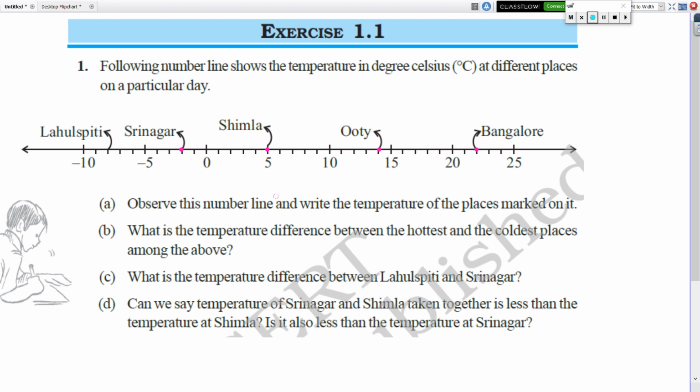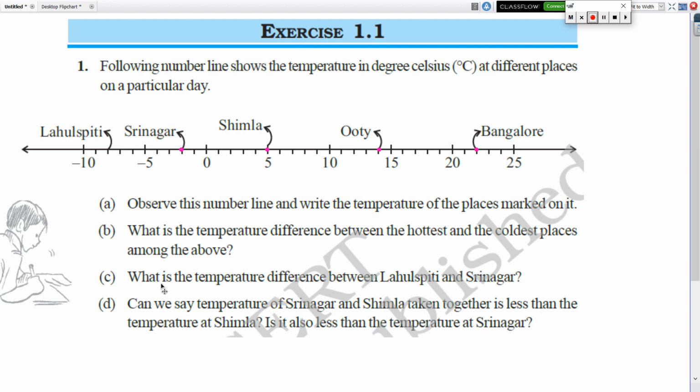Now, what is the next question? What is the temperature difference between the hottest and coldest places among the above? Hottest is Bangalore, 22 degrees Celsius. Coldest place is Lahul Spiti, that is negative 8 degrees Celsius. So you subtract 22 minus negative 8. You will get 30 degrees Celsius.